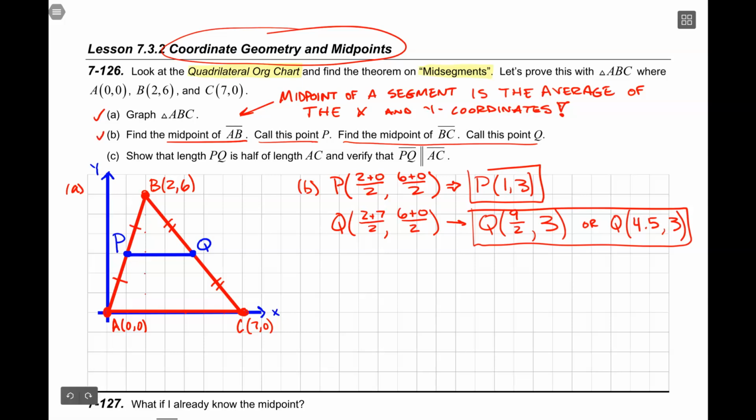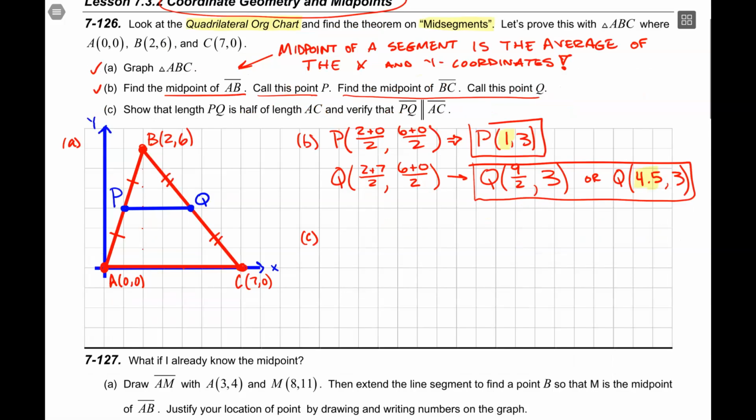Let's now go into part C. So part C asked us to show that the length PQ is half the length of AC and verify that PQ is parallel to AC. That's a symbol. I want to make sure you remember what that symbol represents. So let's start here and use the distance formula to calculate the length of segment PQ.